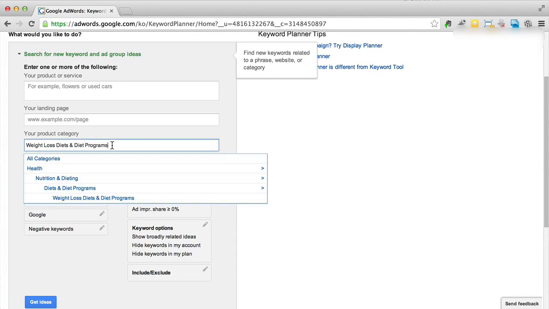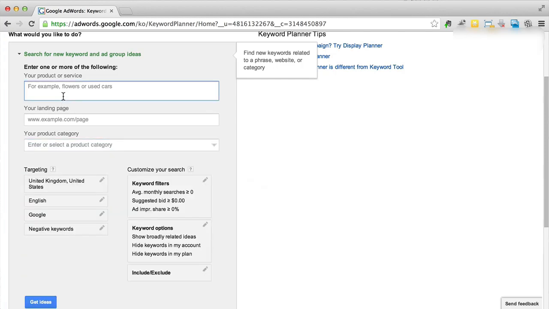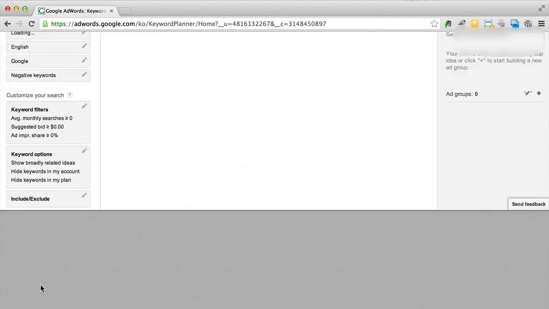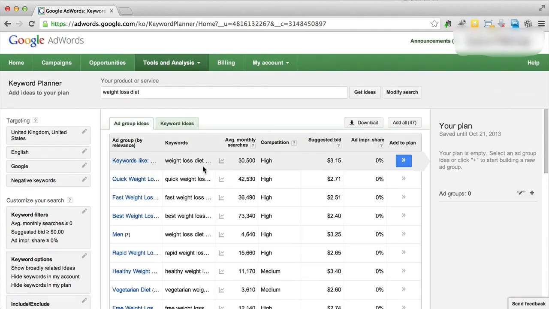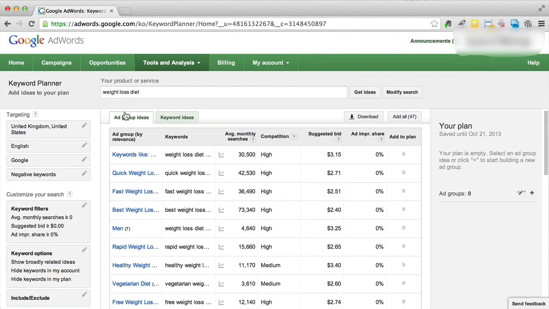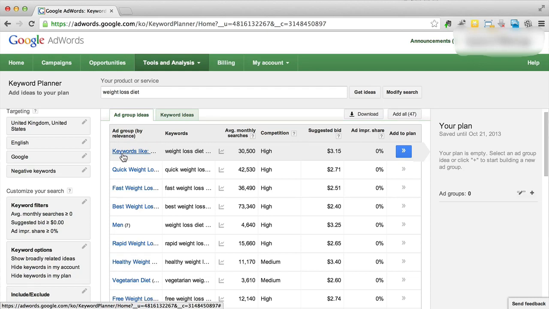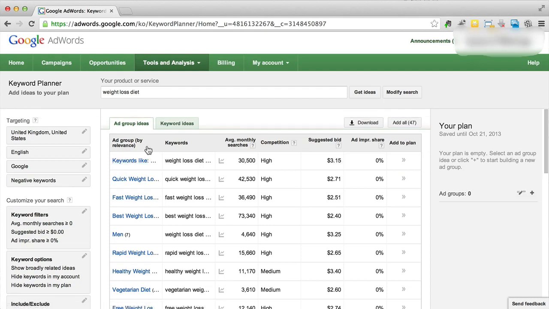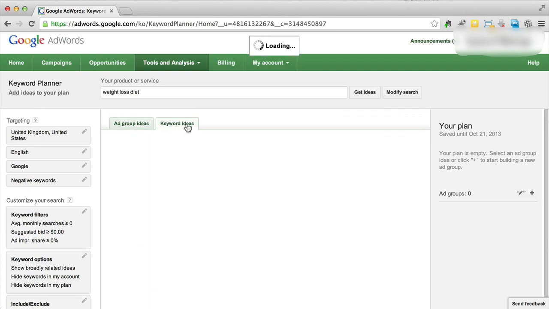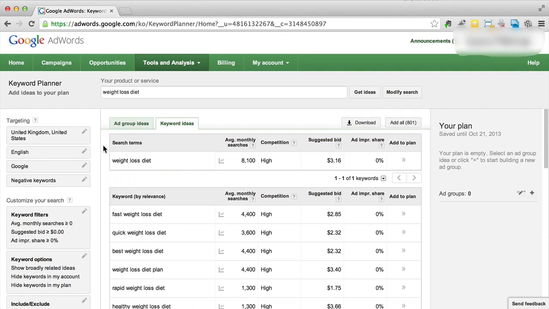Right now, I've selected a product category. However, I usually just do this with a keyword. I will just enter weight loss diet, and then I would click Get Ideas. Let's give Google a couple of seconds to load. First, they've given us ad group ideas. And this is good, but they have group keywords for us. We don't want that. We want to get keyword ideas. So let's click on the second tab so that we can get keyword ideas.